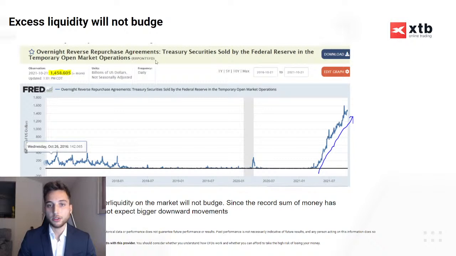We also have this chart here. Excess liquidity will not budge. One thing is certain, the over liquidity on the market will not budge, since the record sum of money has nowhere to go. One should expect a bigger downward movement.